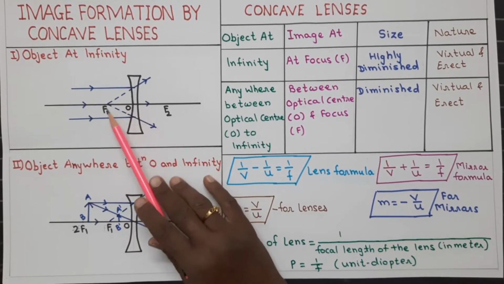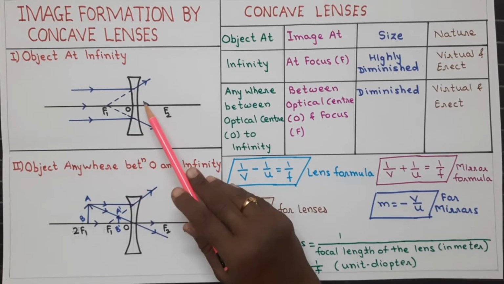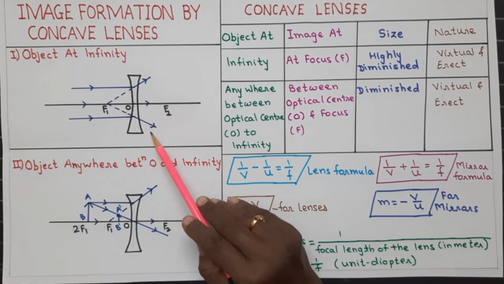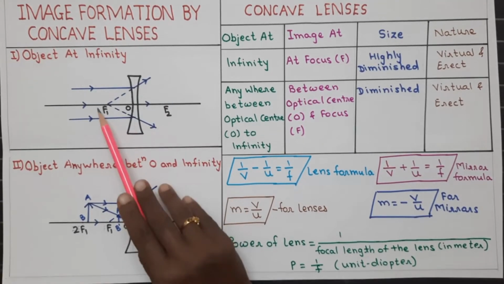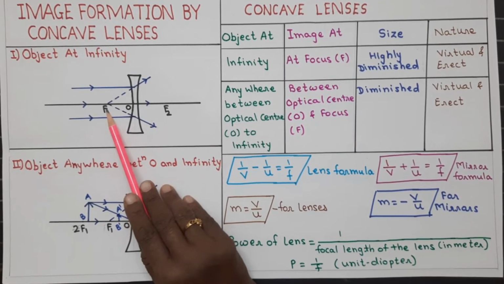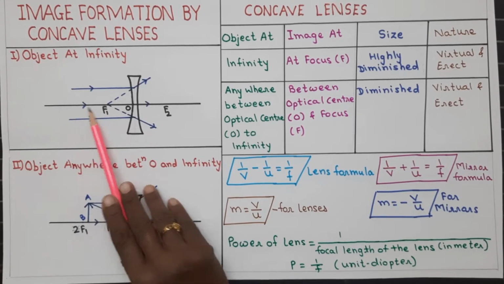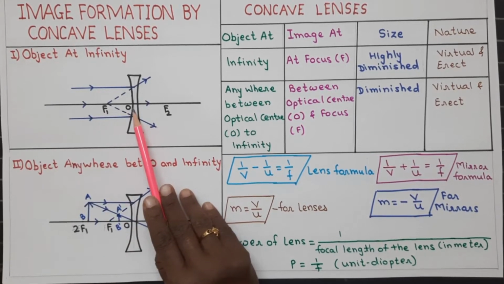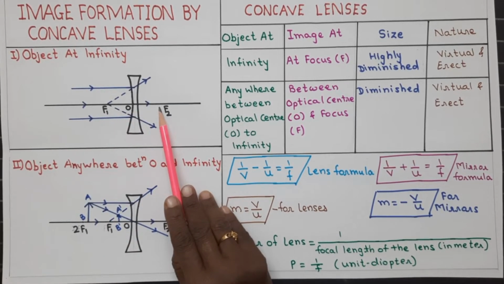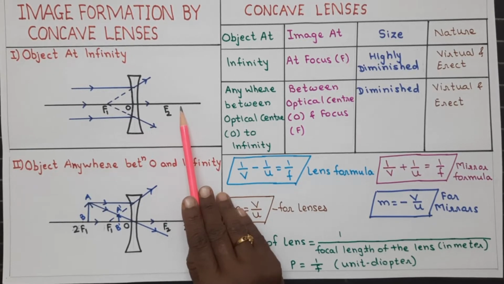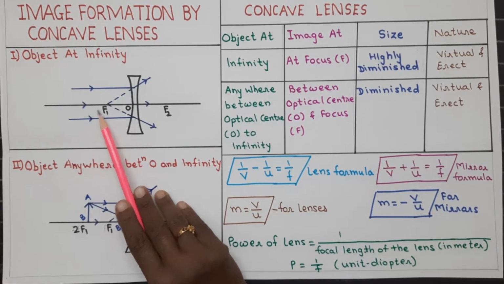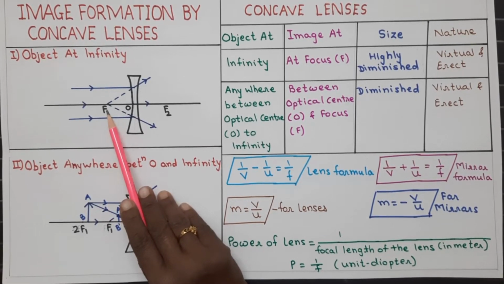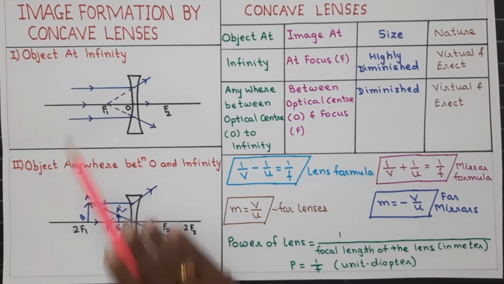So join this by dotted lines and produce it upwards. This is the refracted ray which appears to be coming from the focus of the concave lens. This ray passing through the optical center of the lens goes straight after refraction. So when the object is at infinity from a concave lens, the image formed is at focus. It is virtual, erect and highly diminished.